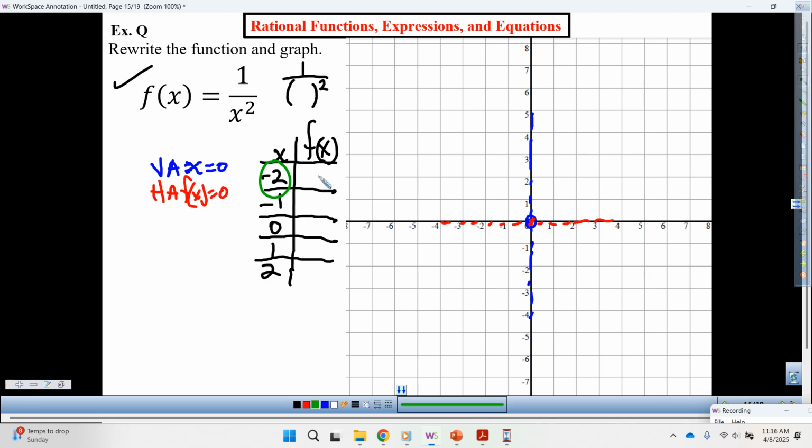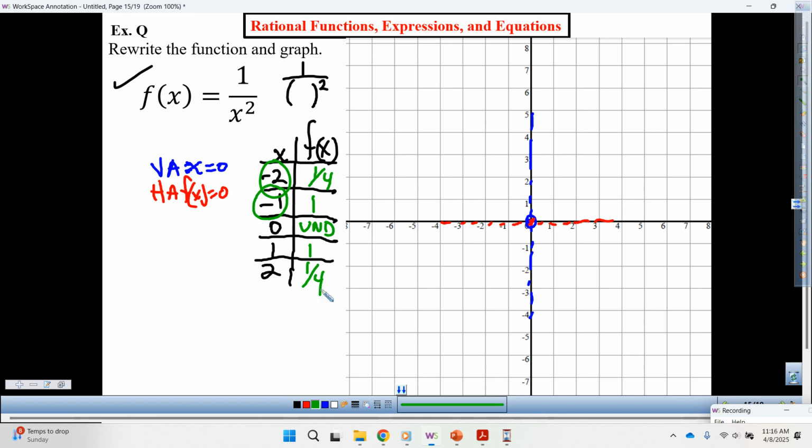-2 squared, 4. Next, what is -1 squared? Oh, my bad. 1 over 4. What is -1 squared? 1. What is 1 over 1? 1. What is 0 squared? 0. Can we have 0 in the denominator? What would we write? Undefined. That is correct. Next, 1 squared. 1 squared is 1 divided by 1 is 1. 2 squared is 4, with 1, so that's 1/4.